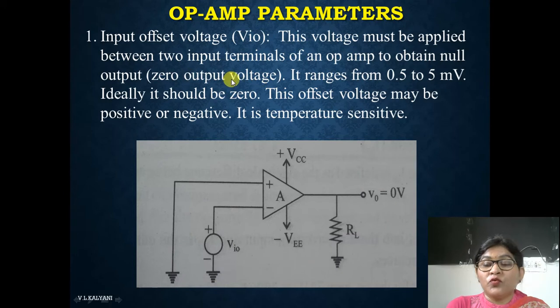So zero output voltage. It ranges from 0.5 to 5 millivolt. Ideally it should be 0. This offset voltage may be positive or negative. It is temperature sensitive. So this is the diagram of input offset voltage.